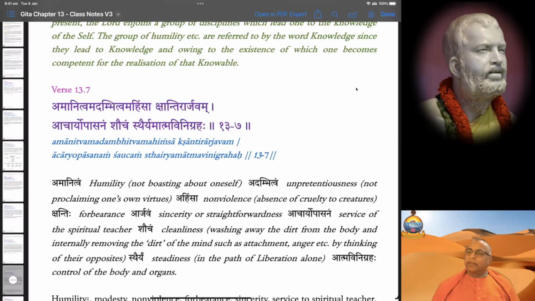Arjavam means straightforwardness. What is in your mind? What's in your heart? What's in your mind should be what comes out of your mouth. There should not be any duplicity. There should not be any hypocrisy in a spiritual life. Because if the mind is constantly doing that, because you want to please everyone, because you want to be politically correct and all those type of things, then that mind develops this habit of fooling itself, cheating itself.